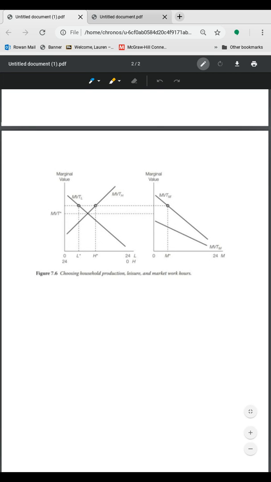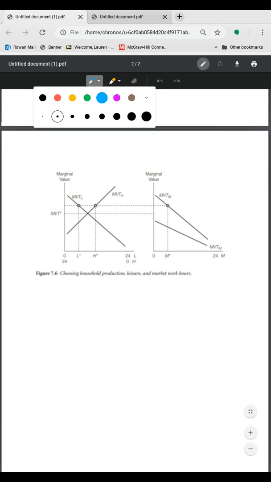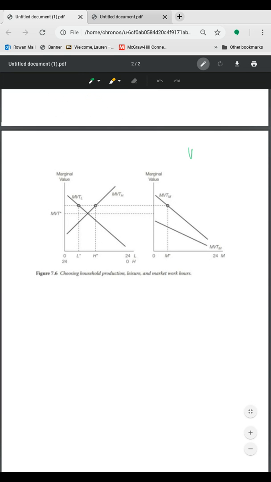All right, so now, maybe I'll do green now. We're considering that our hours in the market for labor are greater than 0 here. We still have the same graph on the left-hand side that shows marginal value of time and leisure and household work. And then on the right-hand side, we have a different graph added in, and this is the marginal value of time in the labor market.